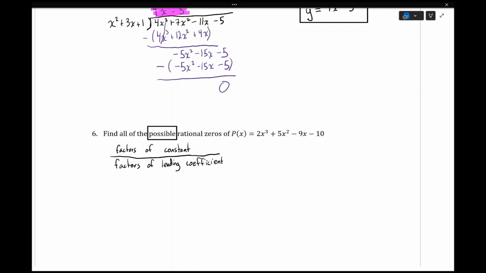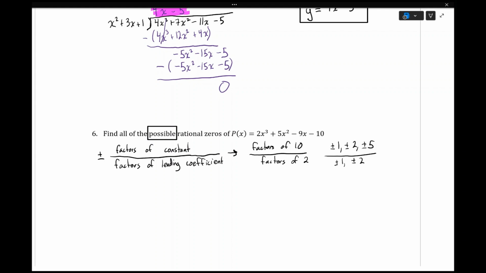In this case, we also want to have a plus or minus on all of them. So we're going to look at factors of 10 over factors of 2. Now, the factors of 10 are plus or minus 1, plus or minus 2, and plus or minus 5. And the factors of 2 are plus or minus 1 and plus or minus 2.